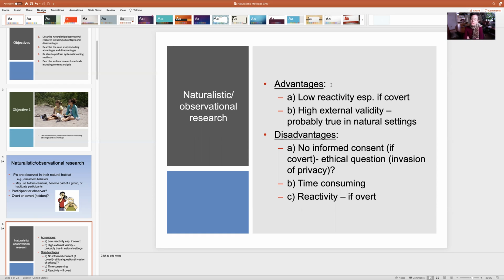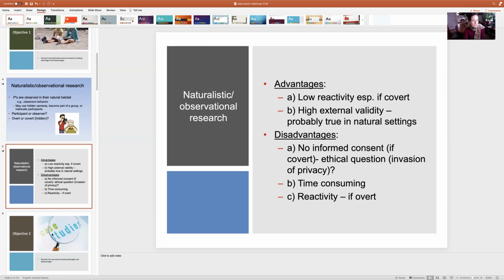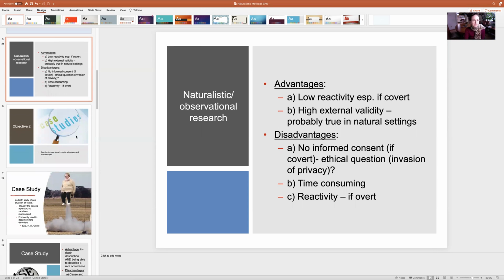A disadvantage here is that you don't have informed consent. In the case of covert observation, where you have, say, a hidden camera in a classroom, that's a big ethical question. Is that an invasion of privacy to be able to record somebody's behavior in the classroom when they don't know that they're being recorded? It's also very time consuming to sit and watch people, much more time consuming than giving them a questionnaire. And again, if you have an overt observation where they know that you're recording them, there sometimes is a lot of reactivity in those cases. People act differently when you're watching them.